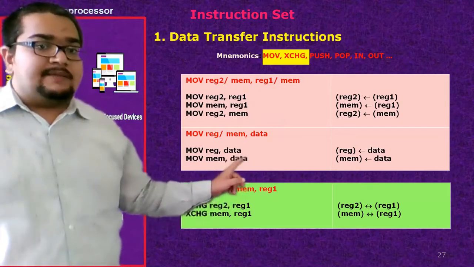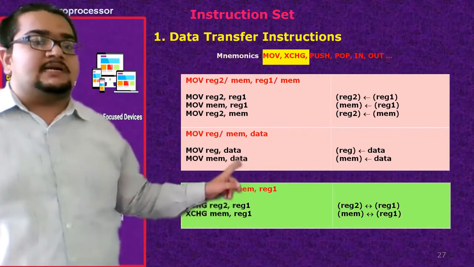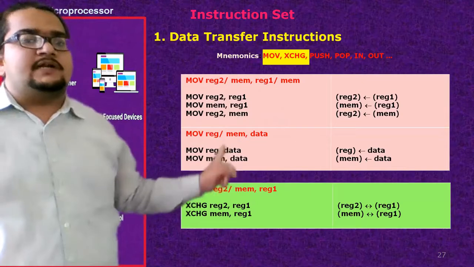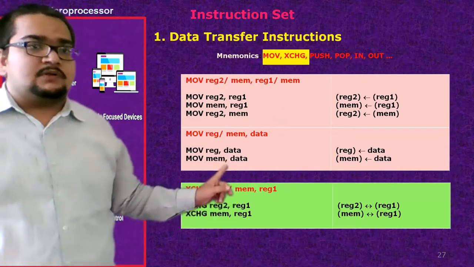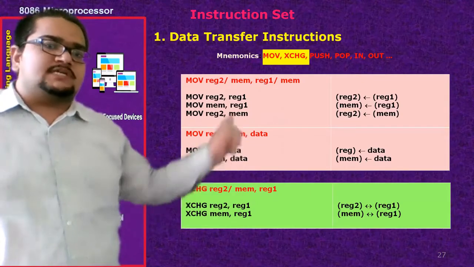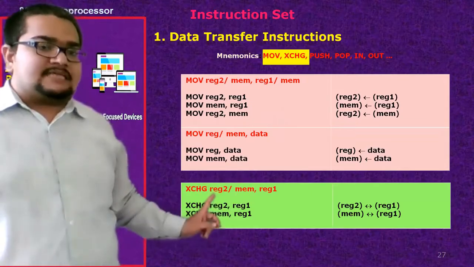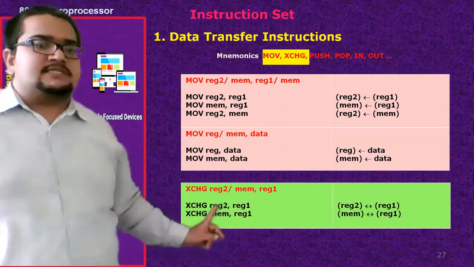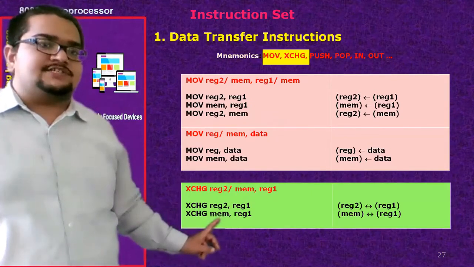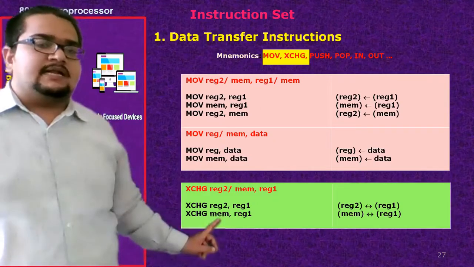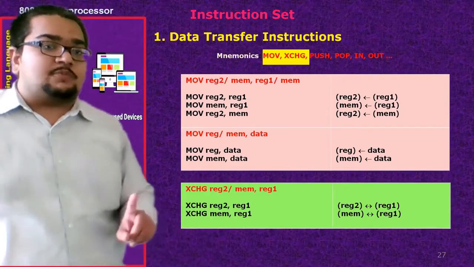Immediate addressing is there: immediate data into register, immediate data into memory. So all different addressing modes supported by the move instructions are indicated here. Whereas exchange, it is there register to register exchange or register to memory exchange. Okay, getting it? Memory to memory exchange is not possible.